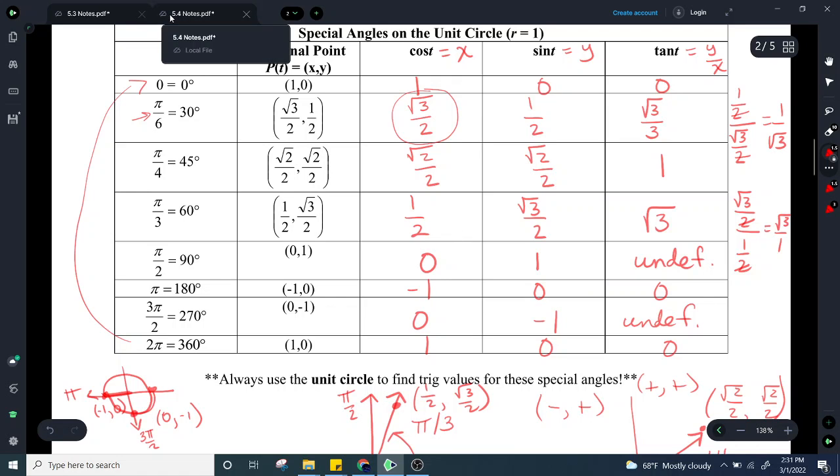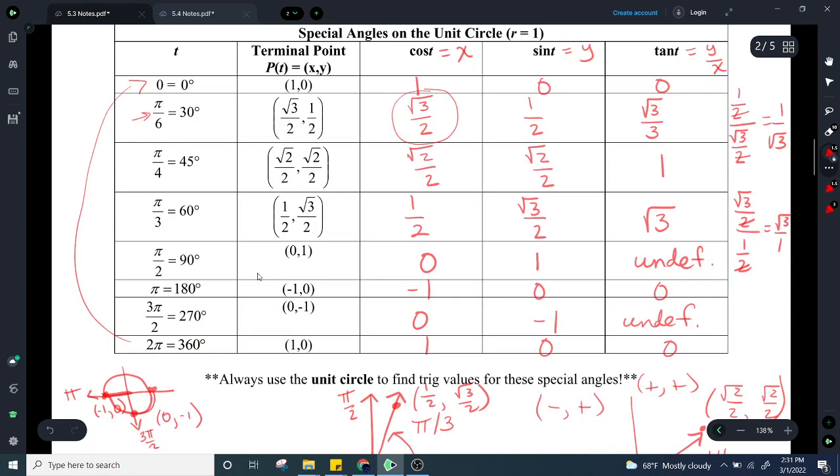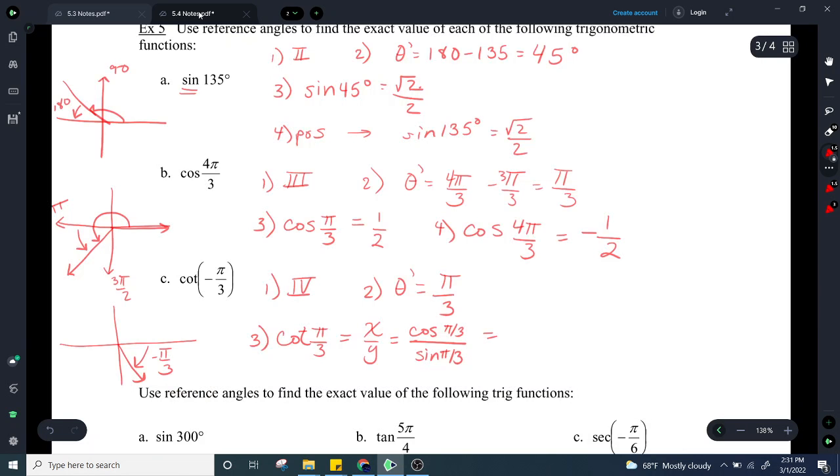So cotangent is going to be x over y, or cosine over sine, so cosine of pi over 3 over sine of pi over 3, whichever way you prefer. So according to the chart, cosine at that location was 1/2, sine was root 3 over 2. So let's write that down. So the cosine is 1/2, the sine is root 3 over 2. We're going to flip this, so I'm going to multiply by the reciprocal, 2 over root 3. So in doing that, the 2's go away, and I'm left with 1 over the square root of 3. I'm not going to worry about rationalizing it right now, but I do need to think about whether this is positive or negative if I'm in the 4th quadrant.